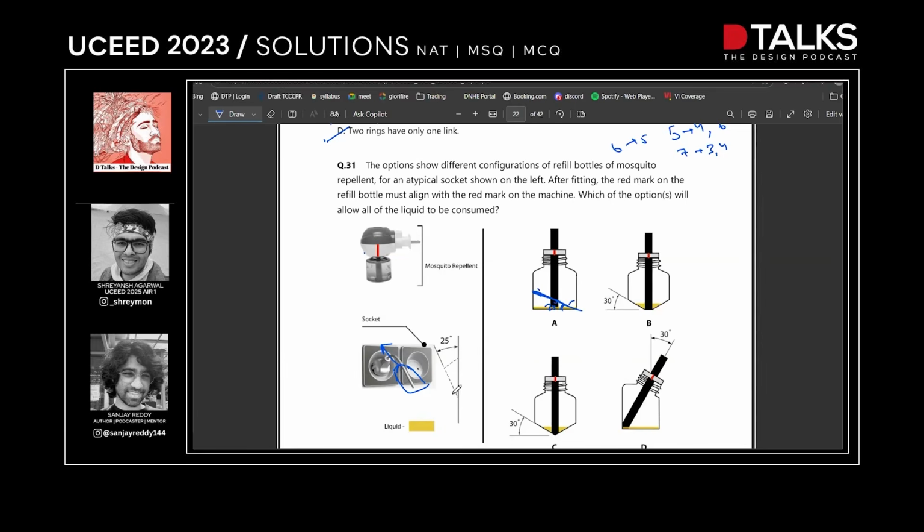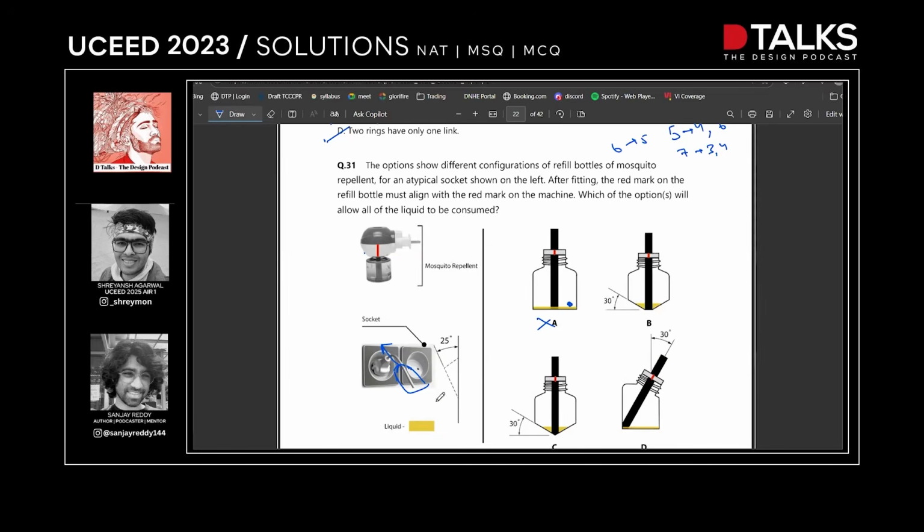So we need a bottle that will consume all of the liquid at a 25-degree angle. It's pretty obvious. Option A, when you tilt it by 25 degrees, all of the liquid will collect on a corner like this, so the liquid in this area won't be consumed. Anyways, so option A is wrong.